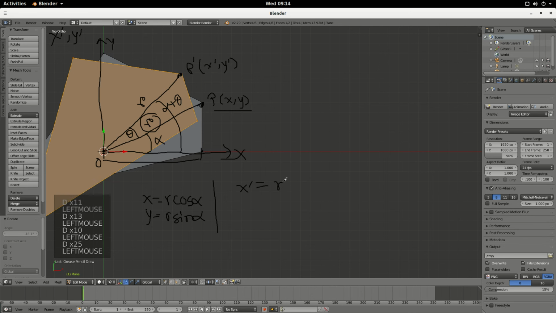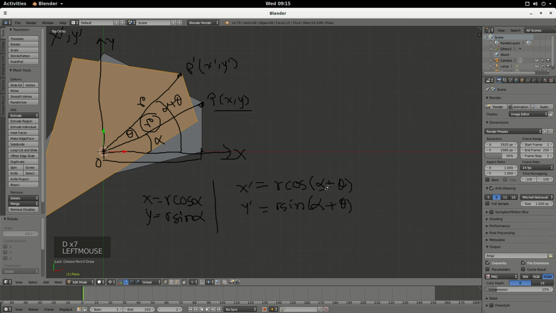Now, if you look at the new point, which is P prime, what happens over there? X prime is equal to r cos alpha plus theta, because that's the angle, right? That's the total angle. And similarly, y prime is equal to r sine alpha plus theta, and that's that.